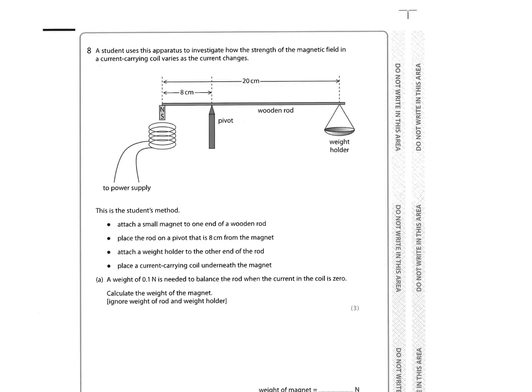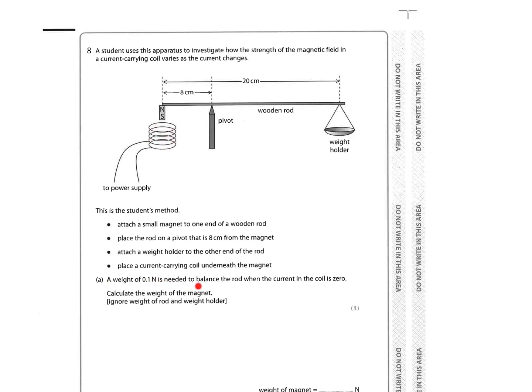Okay, so this question is a bit of a combined one on moments and magnetic fields equally. What we have here is the pivot, a weight, and a coil of wire that will create an electromagnet, which will cause a force on the permanent magnet in order to create a force on this side. So it is a seesaw. It's just an elaborate way this way is constructed. The student's method is to look at the strength of the magnetic field of the current carrying coil as you change the current. Interesting. So they attach a small magnet to one wooden rod, place on the pivot at 8 centimeters, attach the weight to the other side, a known weight, and then work out the current needed in order to balance that weight out.